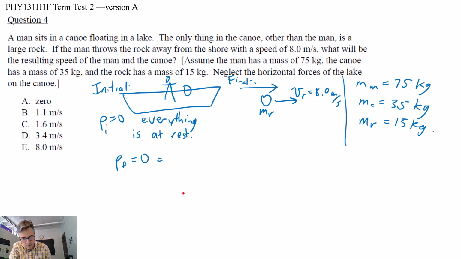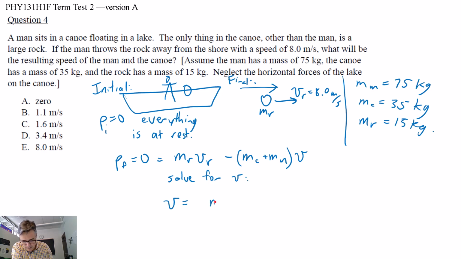And then what will happen is that P initial is 0, P final is equal to 0, is going to be m_r v_r minus the mass of the canoe plus the mass of the man, all times this final velocity of the canoe and the man. So I'll just solve for v. You get v is equal to the mass of the rock divided by the mass of the canoe plus the mass of the man, times the velocity of the rock.